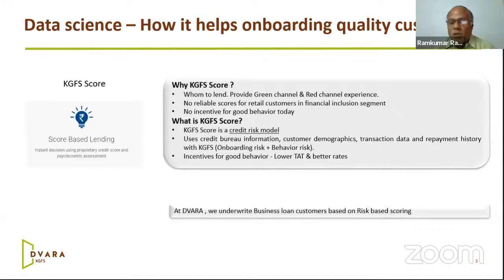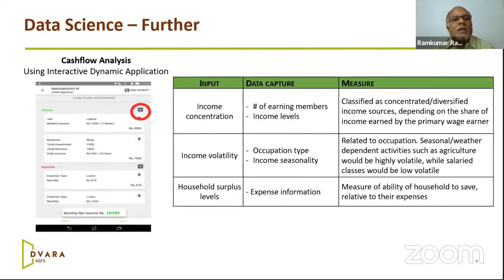Yeah, so what I was saying is that when we onboard a customer today for small loans, micro enterprise loans, we onboard with a score. The score is basically based on demographic and repayment behavior. Since I have little time, I will keep going, and people can ask questions at the end. Apart from scoring, we have got into a dynamic cash flow analysis. What do I mean by dynamic cash flow analysis?